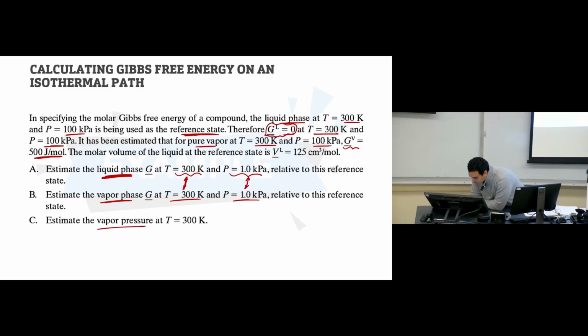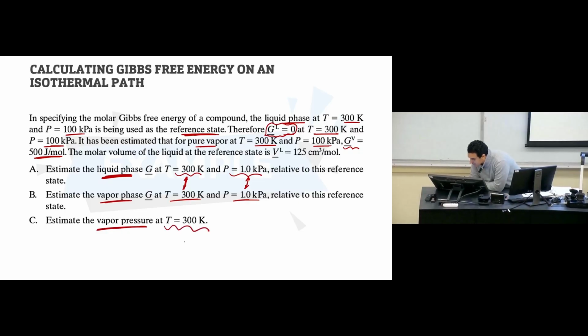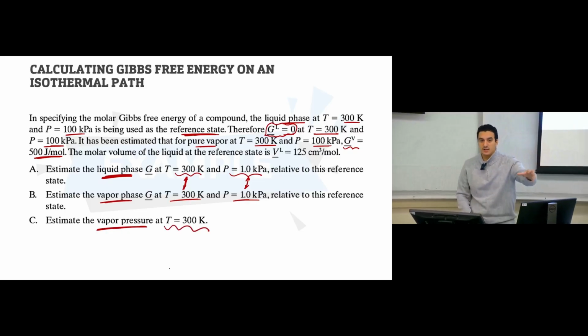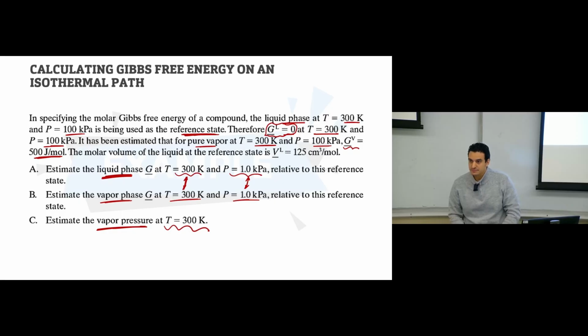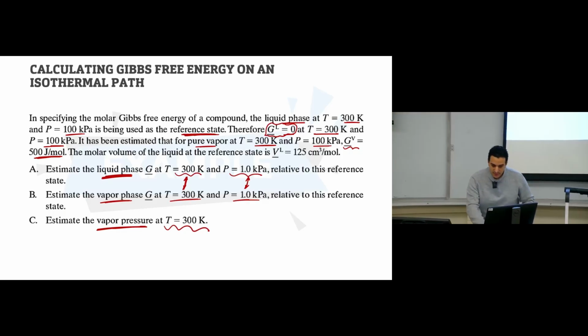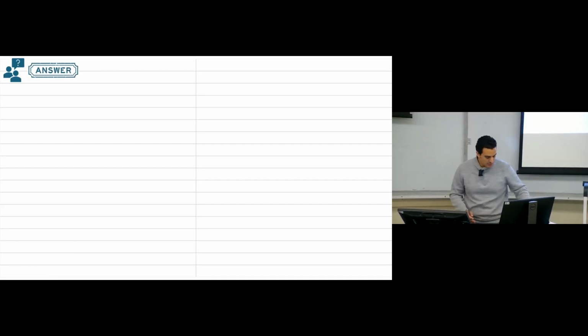Another question, calculate vapor pressure at 300 Kelvin. If 1 kilopascal is not the vapor pressure at 300, what will be the vapor pressure at 300 Kelvin? What will be the pressure at which phase change will occur at 300 Kelvin? Okay. So how can we solve this problem? The easiest way to solve this problem, what is happening? Okay, it is the following. So put the given information here.